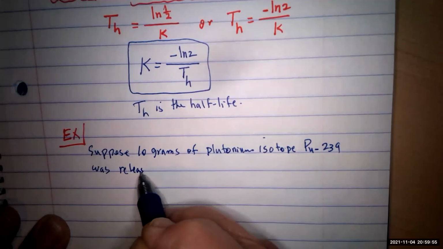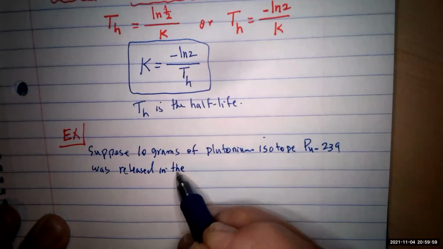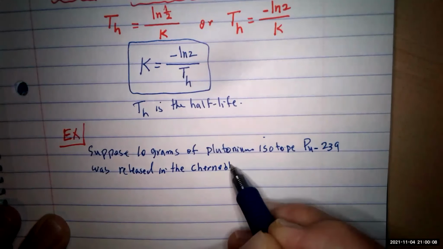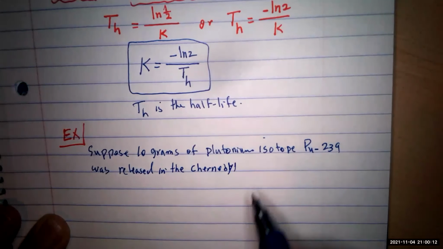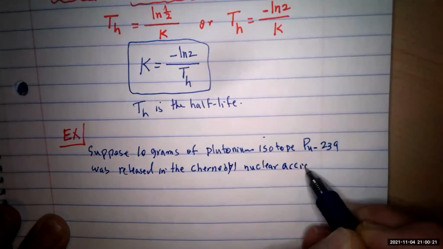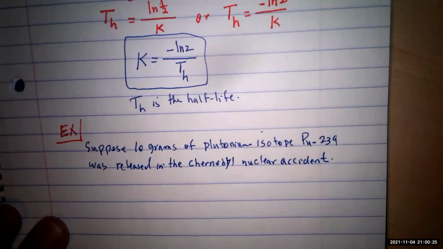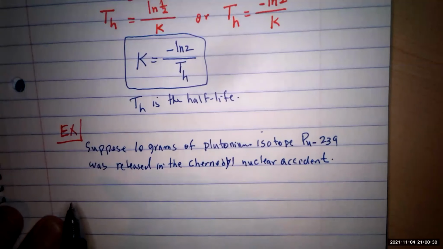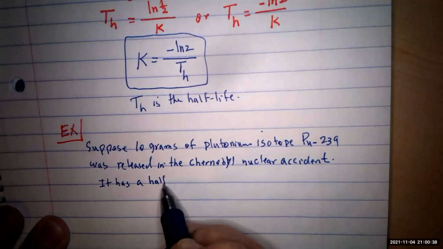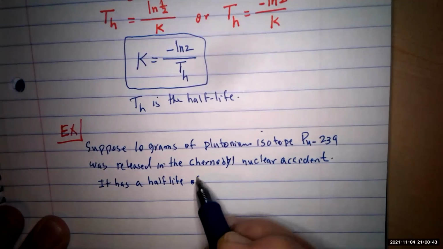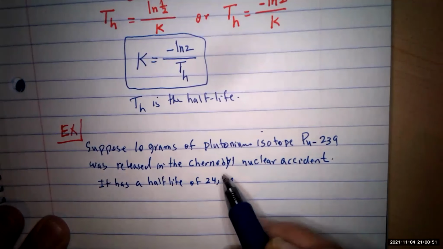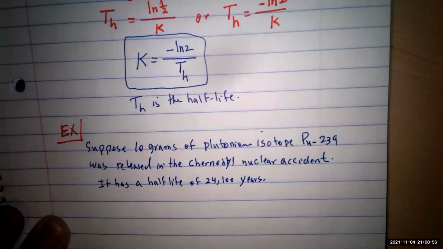Released in Chernobyl. That was the name of the place. Chernobyl nuclear plant, I think it's in Ukraine today. Nuclear accident. Okay, so we start with the 10 grams. This is going to be the initial value. Now you see, it has a half-life of quite a lot, 24,100 years. Okay, this is it. So that was the situation.